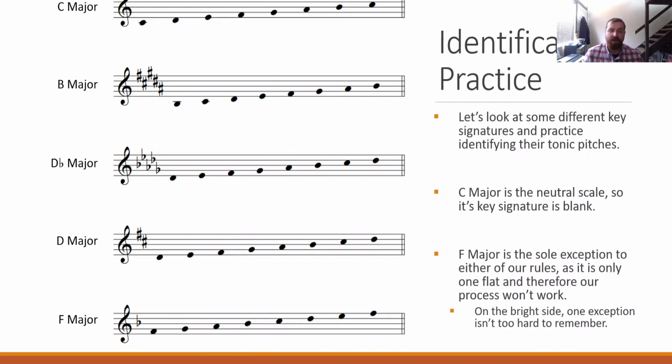So besides C major, which doesn't really count, the only exception to any of our rules for identifying flat keys or for identifying sharp keys is F major. So you just have to commit to memory that one flat is F major. It's the only one like that. So the good news is that there's only one exception, not too hard to remember. And I'll remind you a lot over the next few lectures especially. So F major has just one flat in it. It's the only one that you should just commit to memory right away.